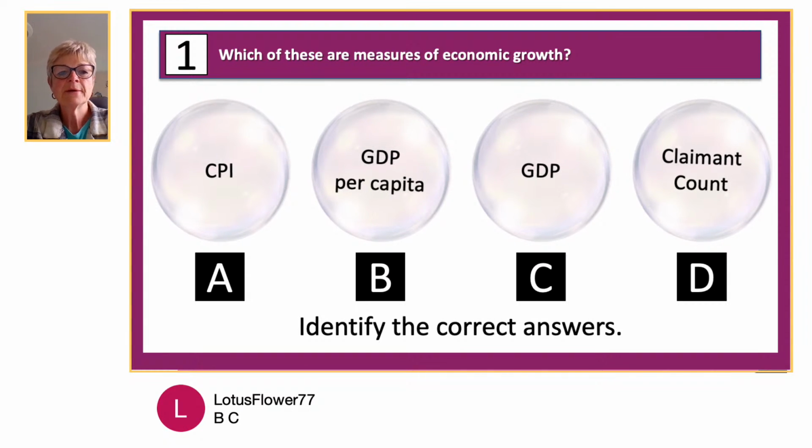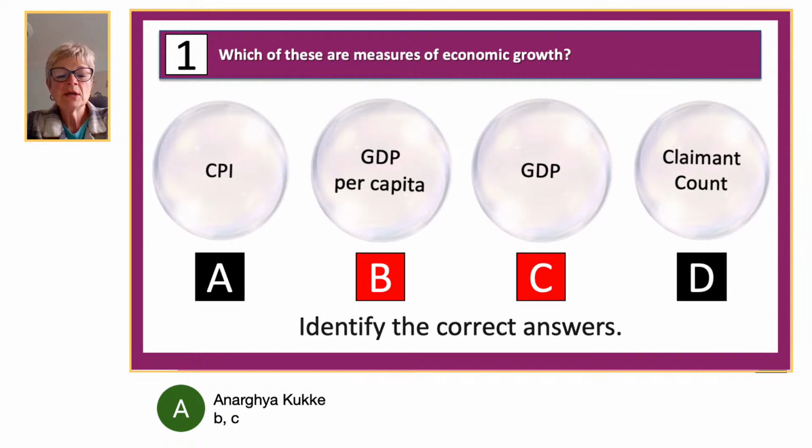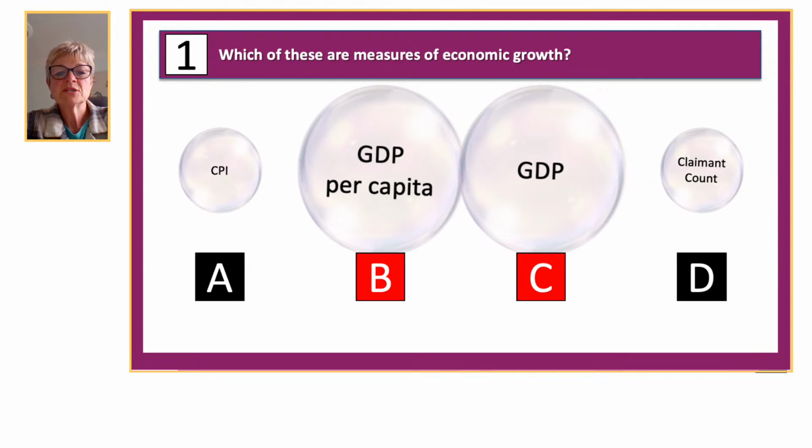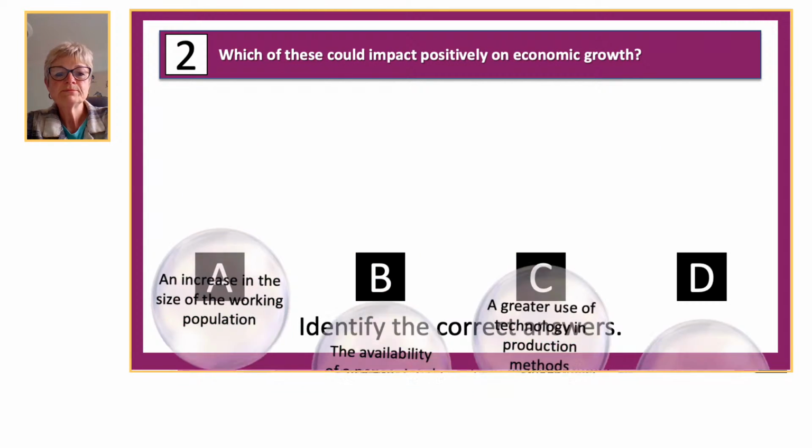What do you think? Lotus flower, B and C. You think it is? I think you are, Marge's 43, B and C. Anaga, you say B and C. So let's have a look, John. I think you are spot on. You are spot on. Claimant count is a measure of the number of people unemployed. So it measures the number of people claiming unemployment benefit, job seekers allowance. Okay, let's crack on to number 2.